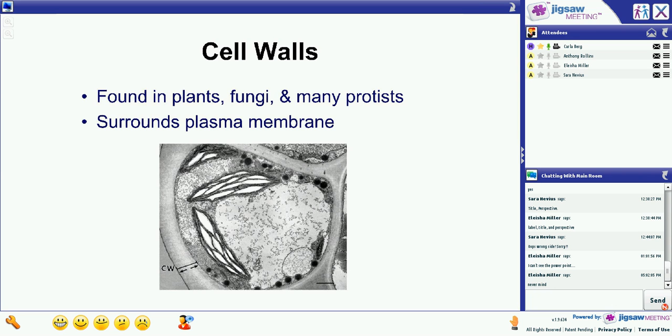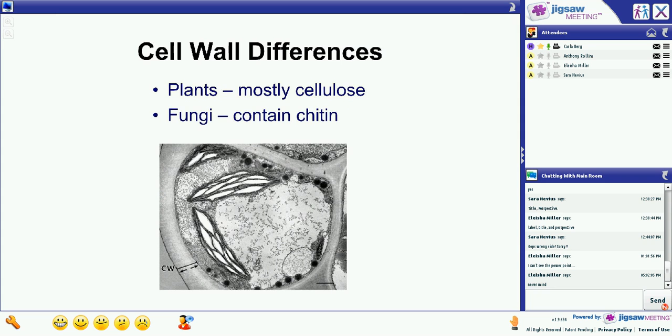Cell walls are found in plants, fungus, and many protists. Now the cell walls surround the plasma membrane, and they form sort of another layer. So if you look here at this diagram, on the bottom left it's labeled CW, and then there's two double arrows. That is the cell wall. Just on the inside of that cell wall would be the plasma membrane.